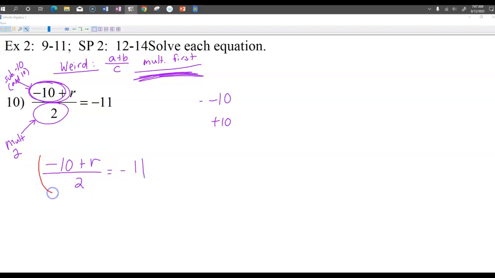So I'm going to put this whole thing in parentheses. I'm going to put times 2 on this side and times 2 on this side. That's how I would show my work for these types of problems. Now you have 2 over 2, which is 1. And you know we don't need to write the 1, so we'll just go ahead and cross that off.